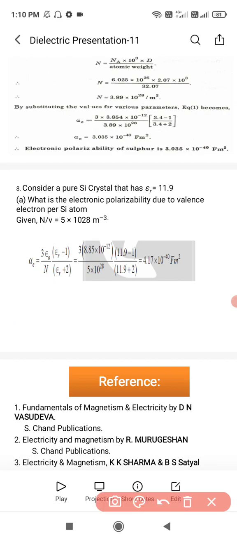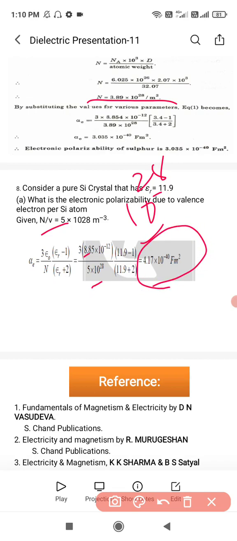So now substituting into the equation, alpha is equal to the rearranged Clausius-Mossotti relation, the same formula as above: 3 into 8.854 into 10 power minus 12 divided by N by V, already given as 5 into 10 power 28, into epsilon r minus 1 divided by epsilon r plus 2, that is 11.9 minus 1 divided by 11.9 plus 2. We will get 4.17 into 10 power minus 40 farad meter square. Please note its value changes into 10 power 28.